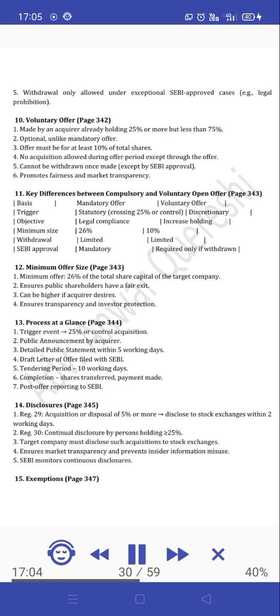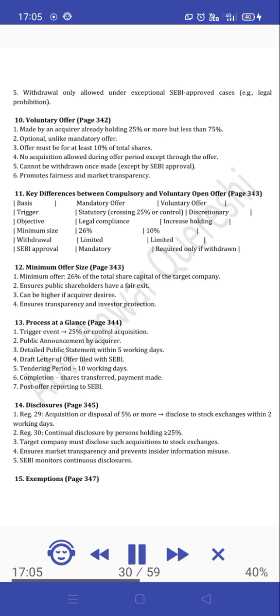13. Process at a glance, page 344-1. Trigger event → 25% or control acquisition. 2. Public announcement by acquirer. 3. Detailed public statement within 5 working days. 4. Draft letter of offer filed with SEBI. 5. Tendering period, 10 working days. 6. Completion: shares transferred, payment made. 7. Post offer reporting to SEBI.